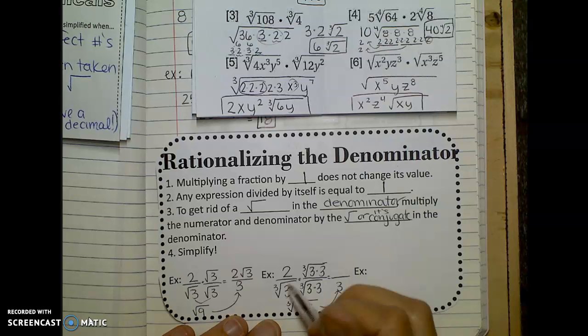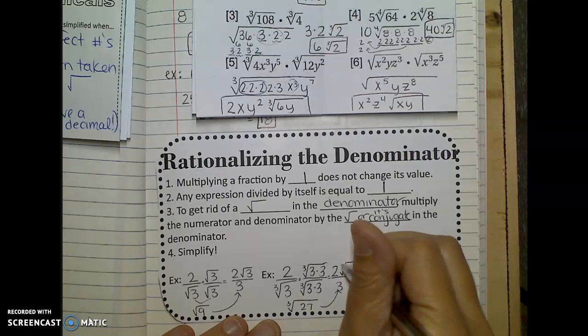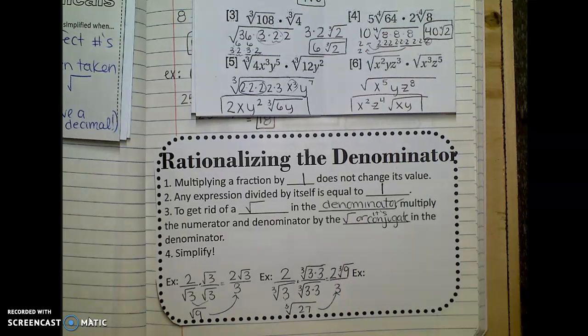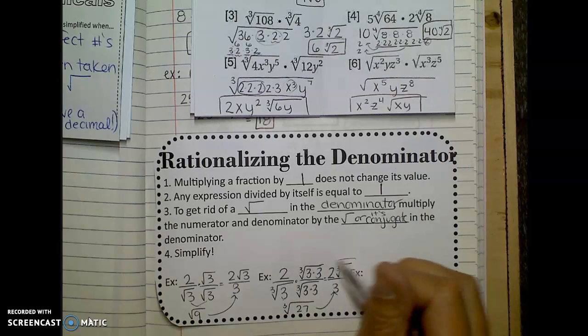And on the top, I can't multiply the 2 inside that, so the 2 is still going to be out front, but in that root, I might just multiply and get the 9, because I can't take the cube root of 9. And again, if the 2 and 3 could simplify, I'd do it, but I can't.